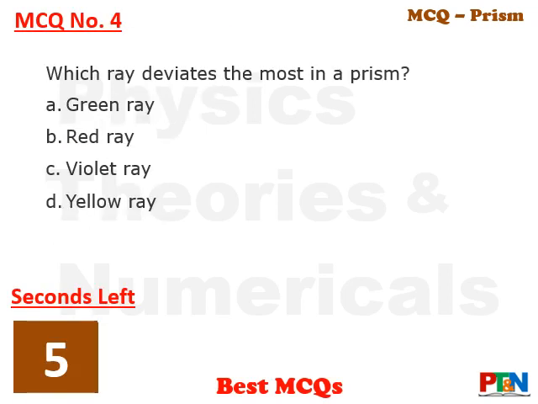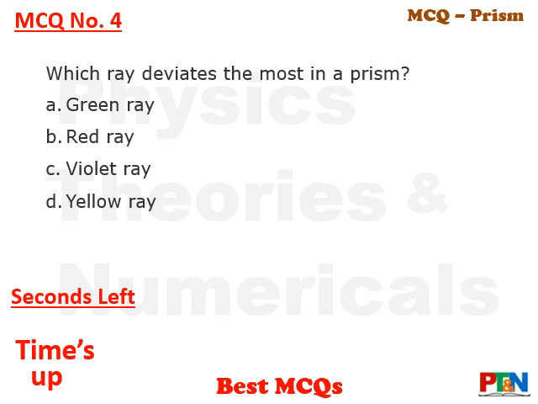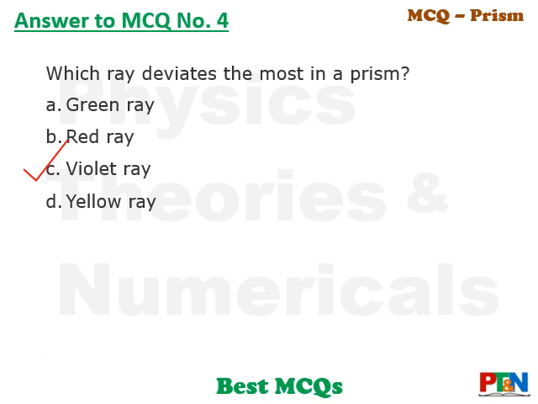Next MCQ. Which ray deviates the most in a prism? A, green ray; B, red ray; C, violet ray; D, yellow ray. Your timer for 5 seconds starts now. Time's up. Let's see the answer. The answer is violet ray. In our earlier MCQ video, we have seen that violet has got the maximum refractive index. Violet ray has got the maximum refractive index, so it will deviate the most when traveling through a prism.